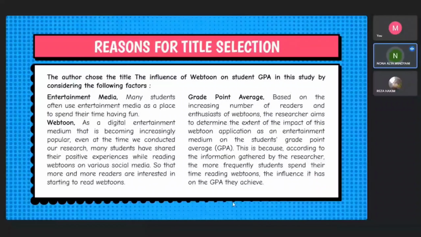Grade point average: based on the increasing number of readers and enthusiasts of webtoons, the researcher aimed to determine the extent of the impact of the webtoon application as an entertainment medium on the student's grade point average or GPA. This is because, according to the information gathered by the researcher, the more frequently students spend their time reading webtoons, the more influence it has on the GPA they achieve.